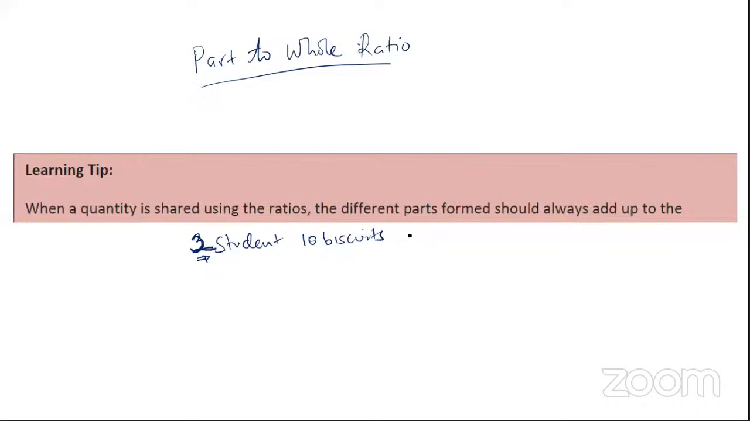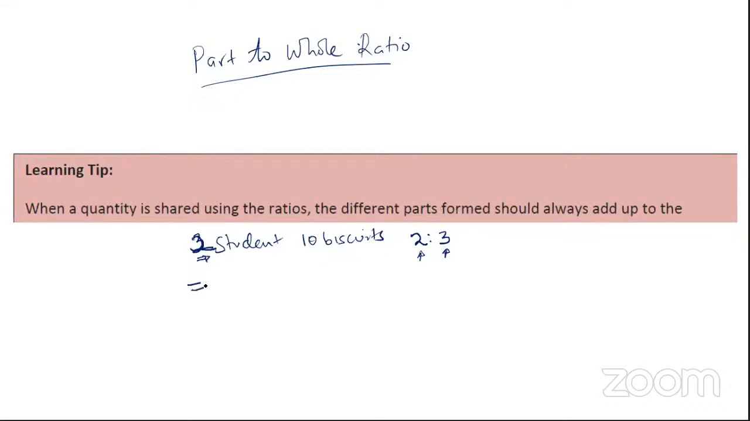And I say I am giving them in a ratio of 2 to 3, two students. Meaning one student is going to take 2 of the biscuits and another one is going to take 3 of the biscuits. So how do we share these biscuits to make sure that everyone has got in this ratio?